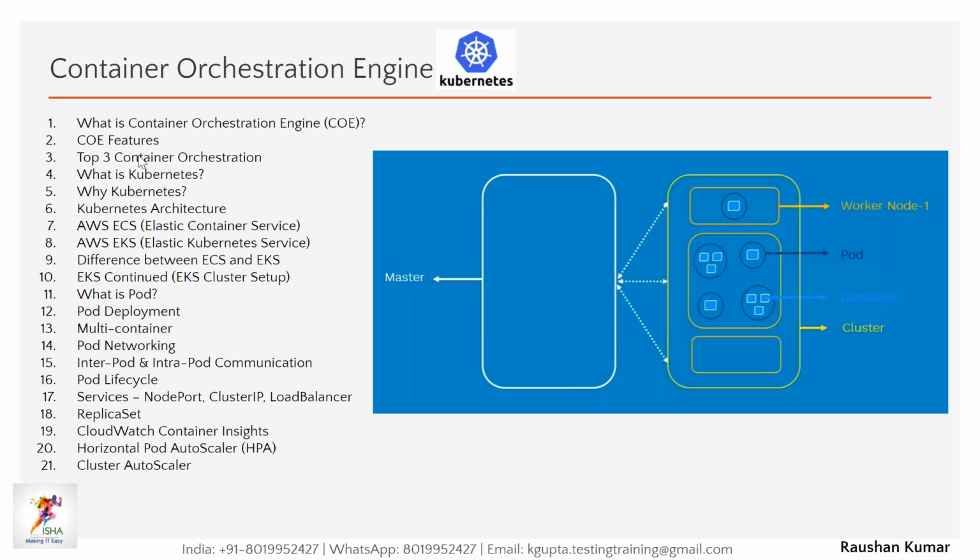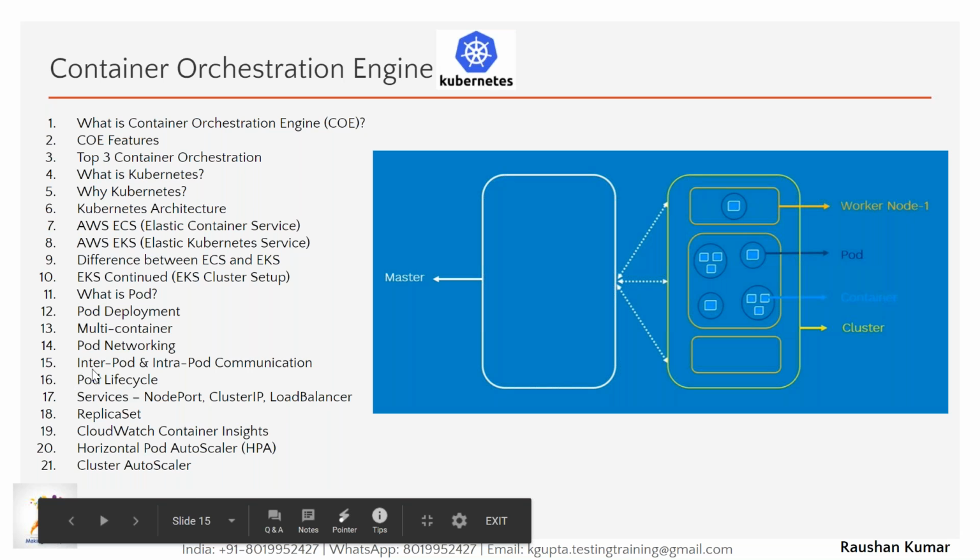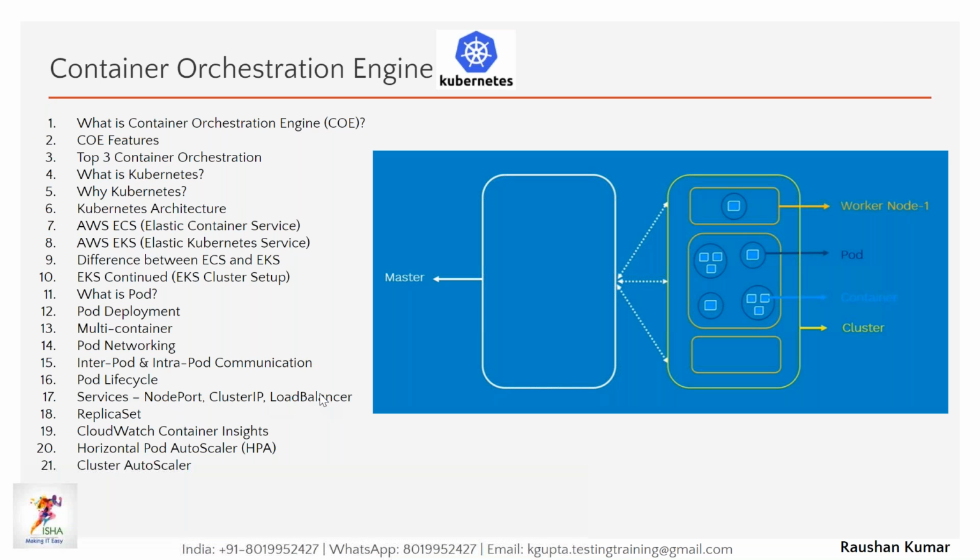What is a pod? What is EKS? What is ECS? We have these services in AWS, called Elastic Container Service and Elastic Kubernetes Service. What is the difference between ECS and EKS? How do we set up an EKS cluster? What is a pod? Pod deployment, multi-container pods, pod networking. How do pods communicate? We talk about the pod lifecycle and services: what is NodePort, ClusterIP, and LoadBalancer, and what is the importance of these things?